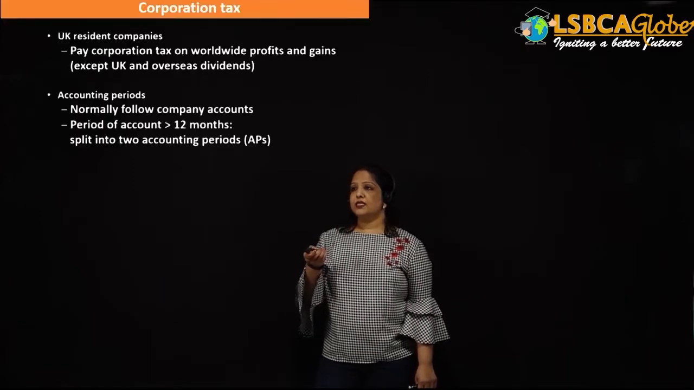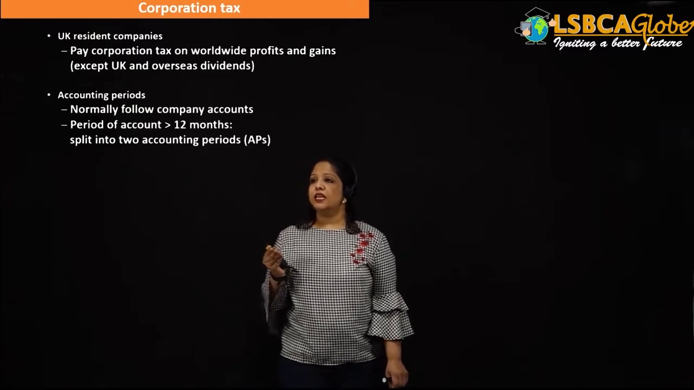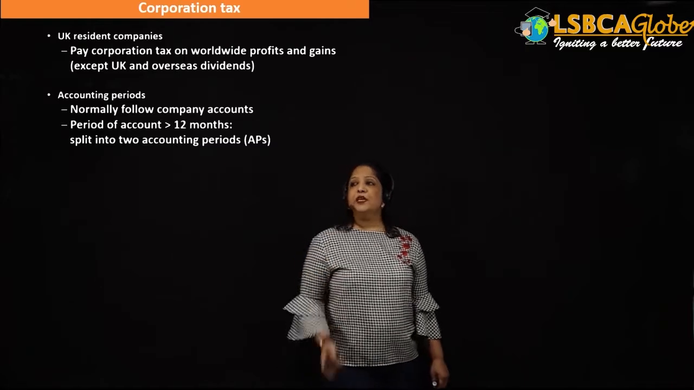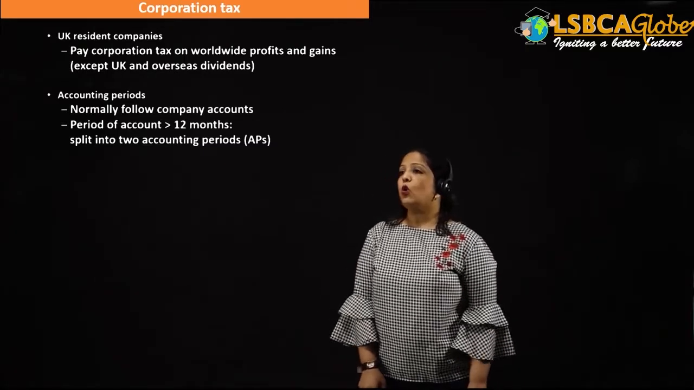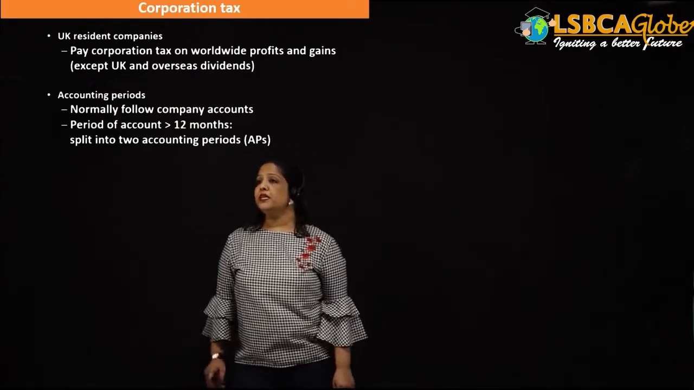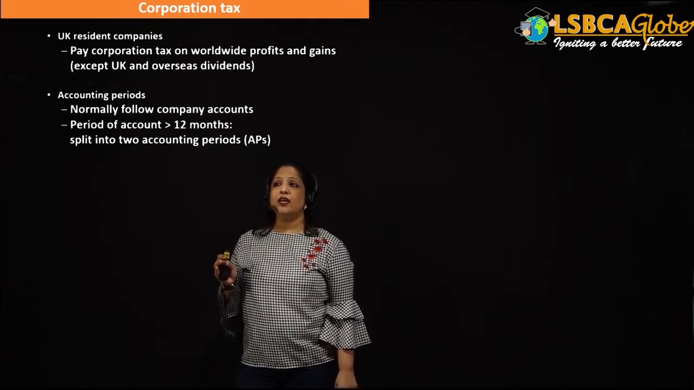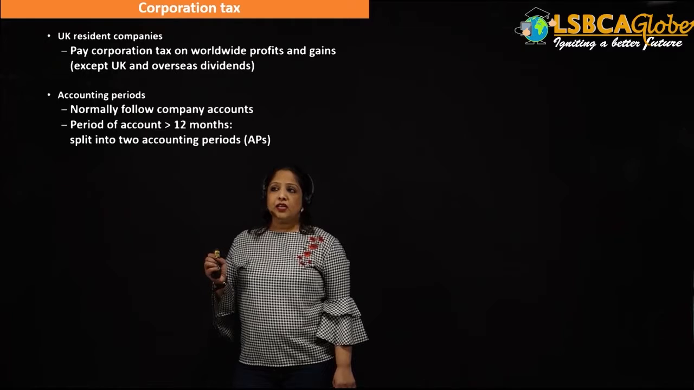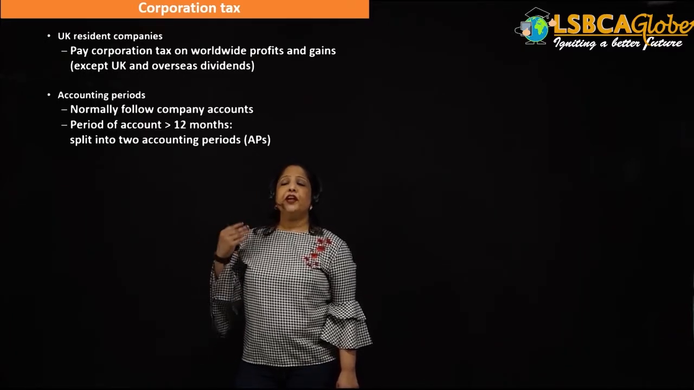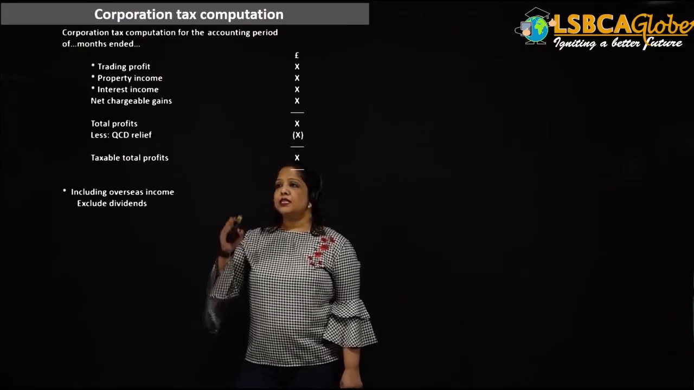Now class, first of all, I told you that if a company is a UK resident company, then that company is required to pay corporation tax on its worldwide profits. For example, if one company is incorporated in the UK, that company is required to pay CT even on those profits or incomes which are coming from Spain or any overseas country. Now class, this is the format.